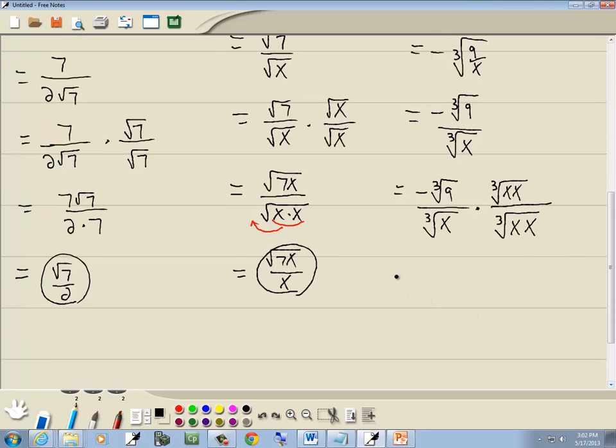So I got negative cube root of 9, and x times x is x squared, so we got 9x squared. And down below, our index is 3. We got 3 x's, so that gives us a single x. And that's our answer.